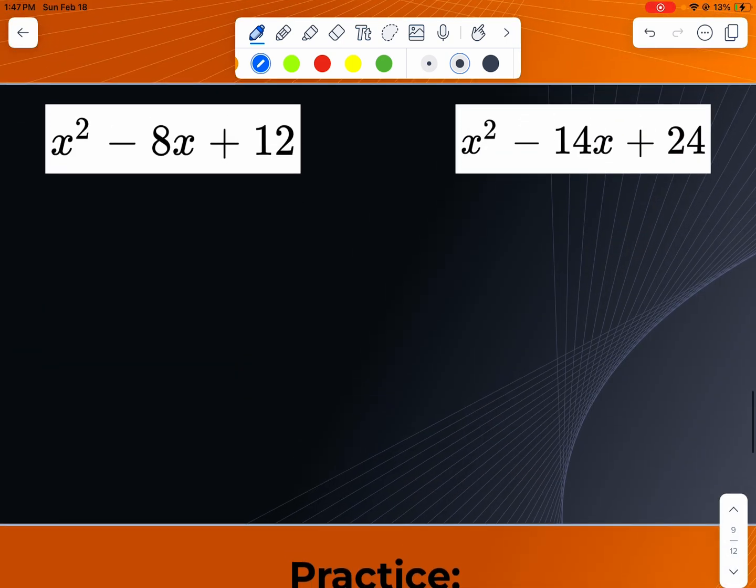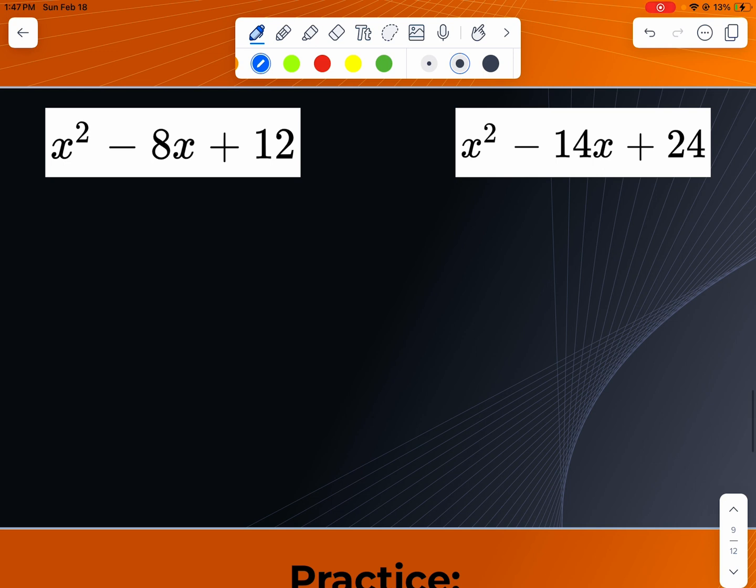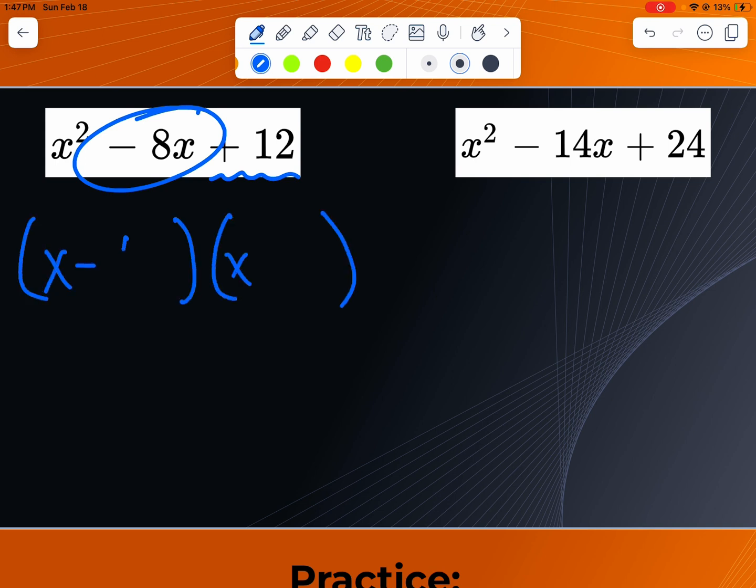Let's try, where's one with the negative? Perfect, right here. What can we multiply to get positive 12 and add to get negative 8? Let's see, multiply to give positive 12, add to give negative 8 would have to be a negative 6 and a negative 2.